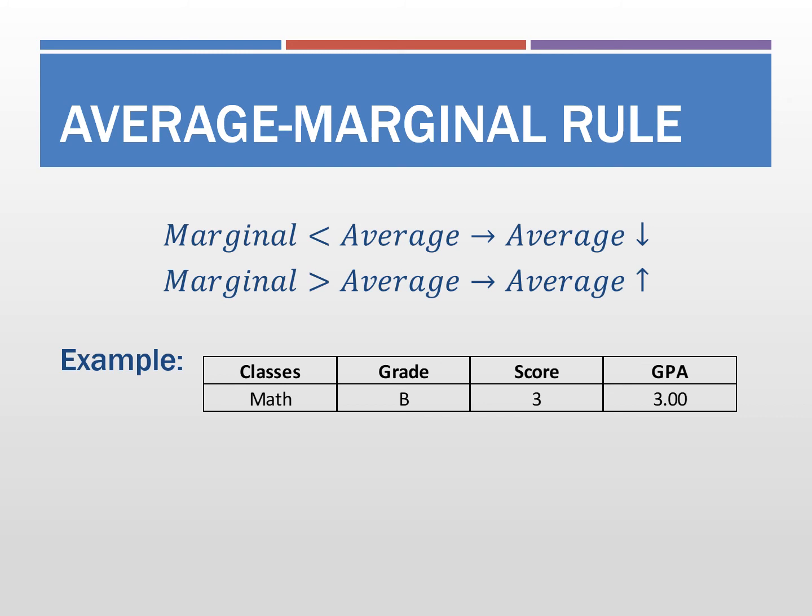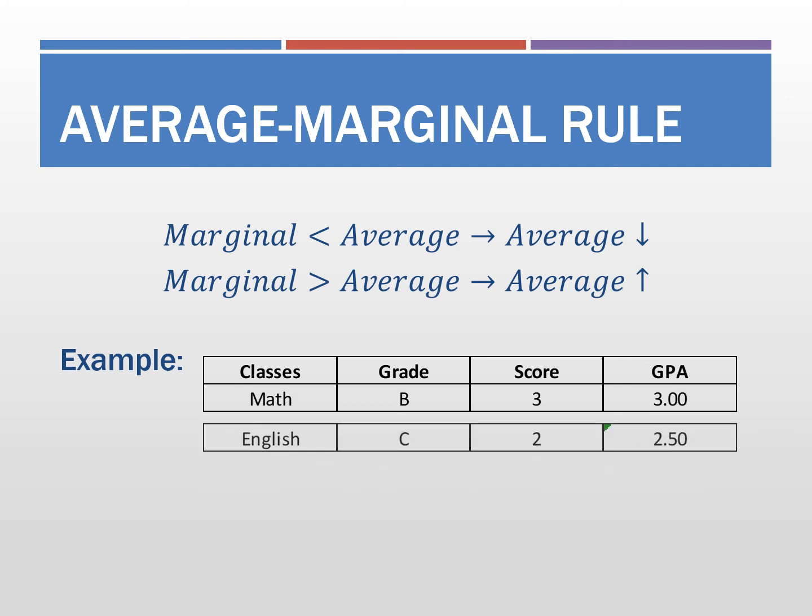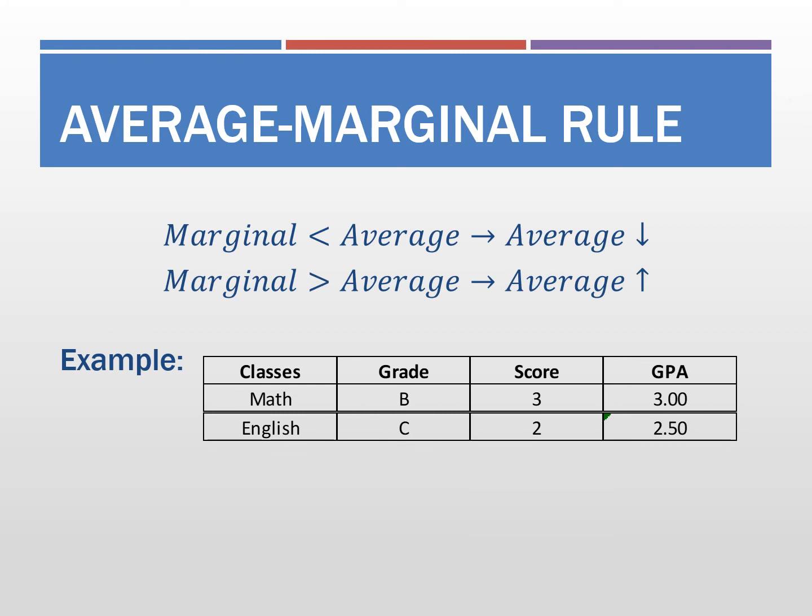And let's suppose you take an English class, and you got a C in this class. C translates into 2 points out of the 4 point scale. So by adding the 2 points into your prior GPA, which is 3.0, obviously this additional score is lower than your current average. And that's why your GPA will be pulled down to 2.5.